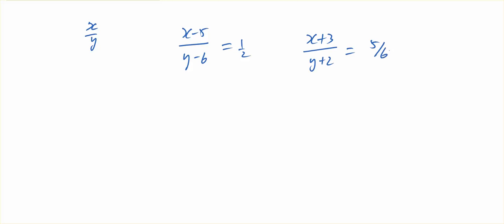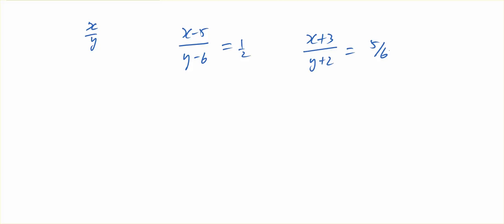If 5 was subtracted from the numerator of the fraction, and 6 subtracted from the denominator, we get a result of a half. Similarly, if 3 was added to the denominator of the fraction, and 2 was added to the numerator, the result is 5 over 6.